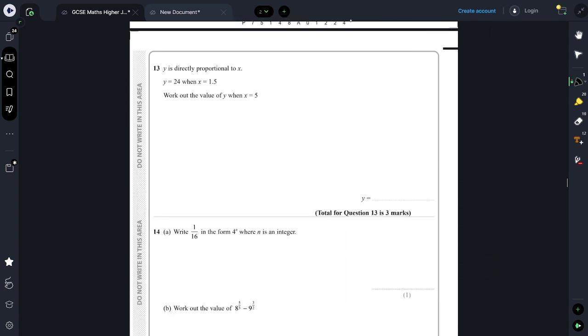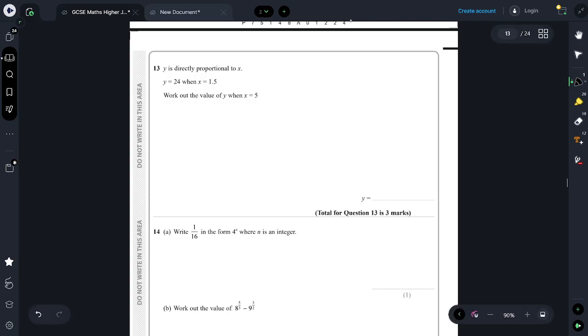Okay, all direct proportion again. Yeah, direct proportion comes up in every single paper I've looked at. Every single non-calculator paper, this has come up. So you know what? Really do revise direct proportion and inverse proportion. This will come up.